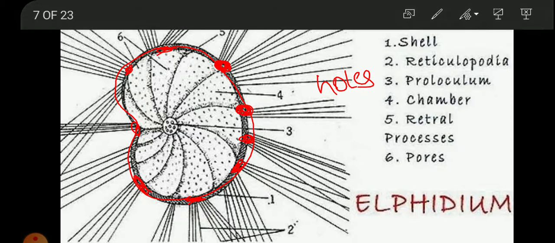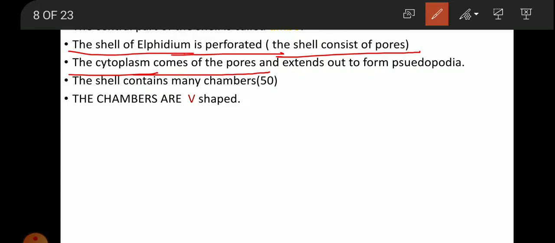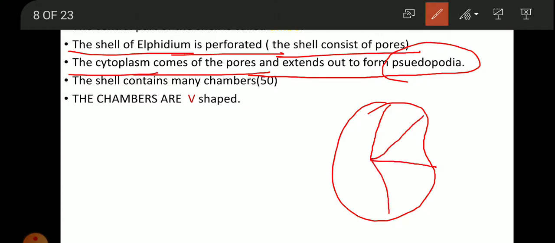Why does it contain holes? We'll see later. So the shell of the Elphidium is perforated. It contains pores. The cytoplasm comes out of the pores and extends out in the form of pseudopodia. This is the Elphidium, roughly, and I'm drawing only one chamber. We'll draw two chambers or some more. Okay, we have drawn an entire Elphidium.